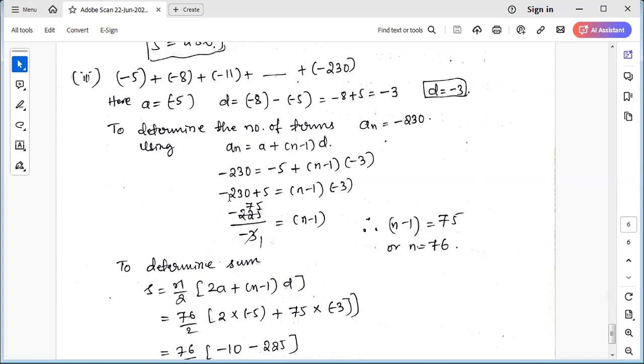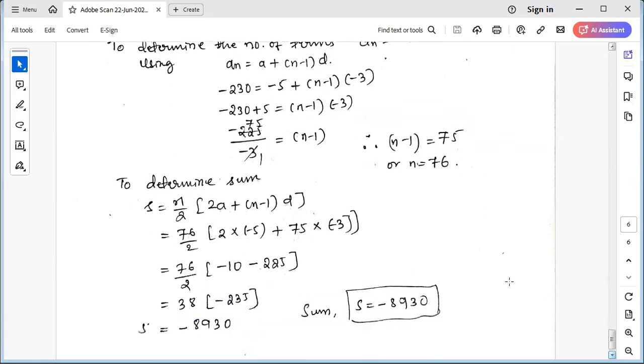You take this minus 5 to this side, it becomes minus 230 plus 5 is equal to n minus 1 into minus 3. And minus 230 plus 5 is minus 225. And I have taken this minus 3 to the LHS, it goes to the denominator. So it is minus 3. So minus minus gets cancelled. 3 twos are 75, it goes. That means n minus 1 is equal to 75, or n is equal to 76. So we obtained the value of n.